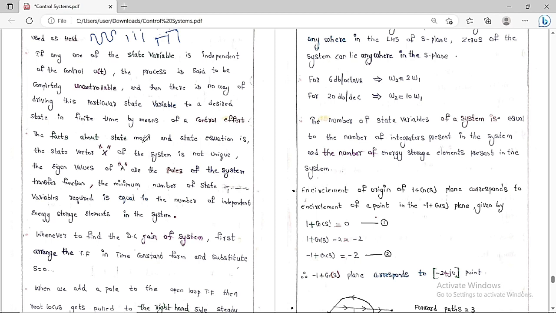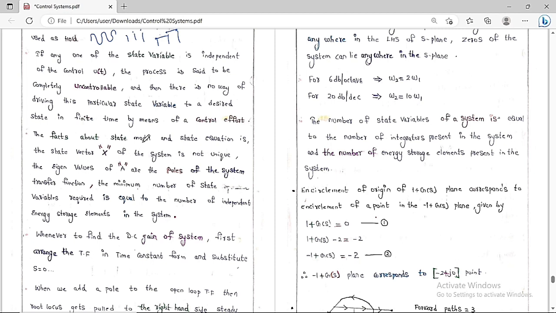So in simple words, even if any state variable is not controllable, then the whole process is said to be uncontrollable. Similarly, even if any state variable is not measurable, then the whole system is said to be not observable, or unobservable. These things I already told you. Even if any state variable is not controllable, the whole process is called uncontrollable. Similarly, even if one state variable is not measurable, then the whole process is said to be unobservable.